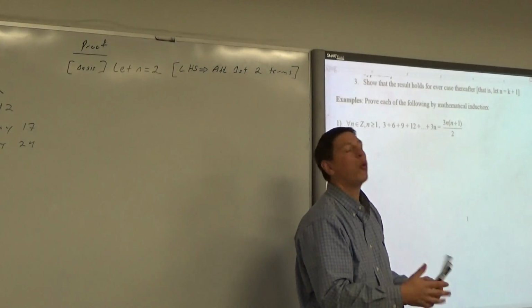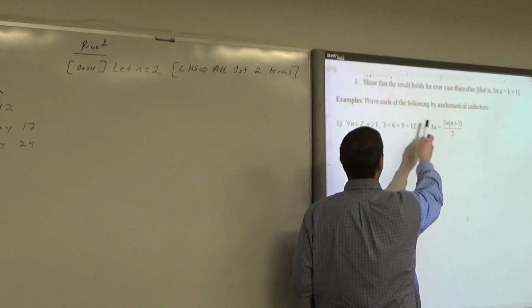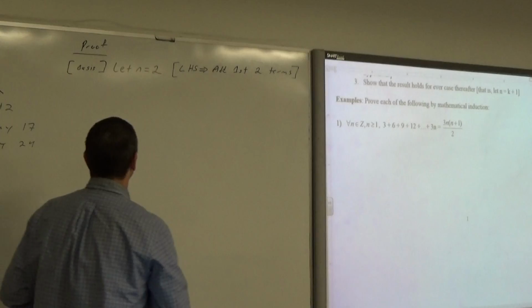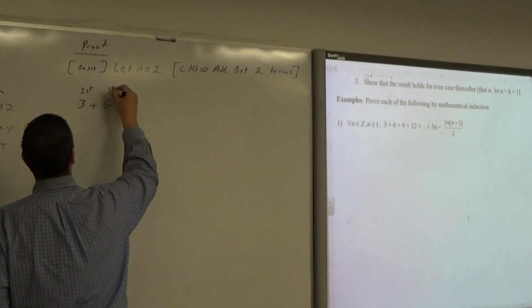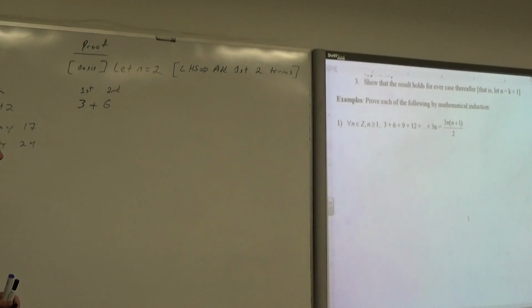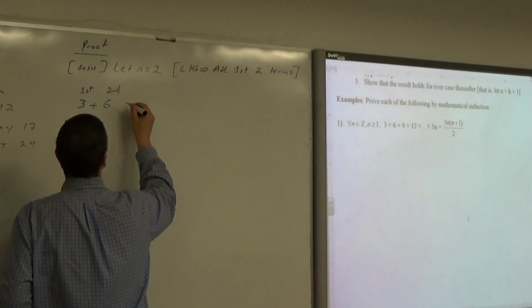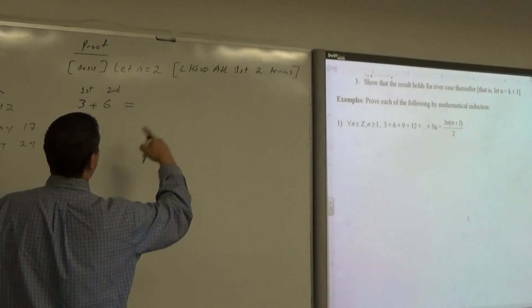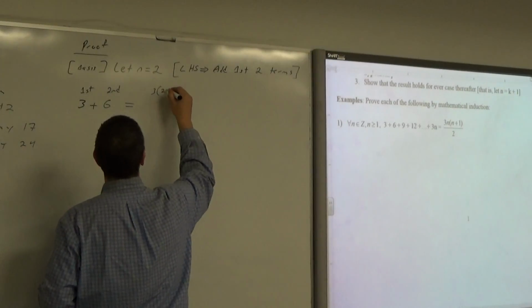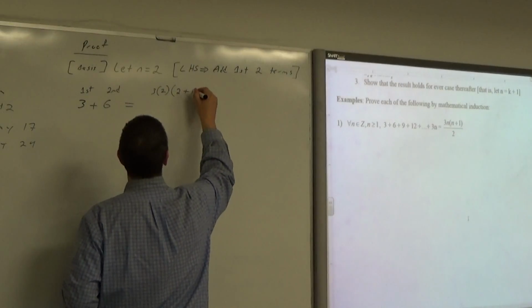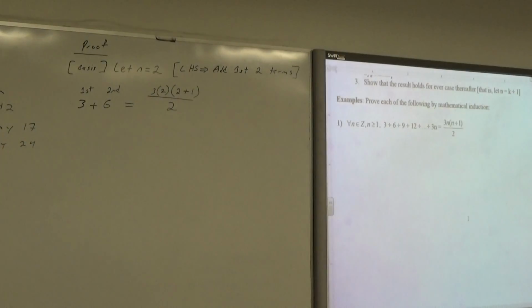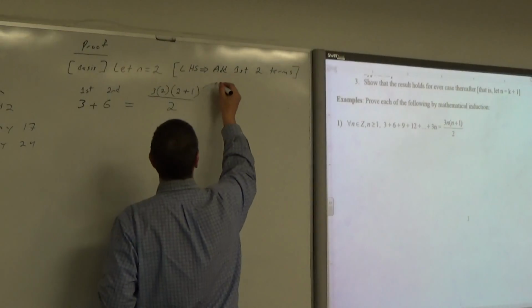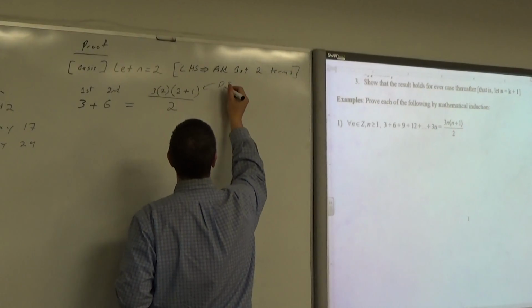Some students often confuse what n means on the left-hand side. So on the left-hand side, we're going to get our first term, and we're going to have our second term, so that's 3 plus 6. On the right-hand side, I'm just going to directly substitute 2 back into the formula. So that's 3 times 2 times 2 plus 1 divided by 2. So over here, we just use direct substitution.